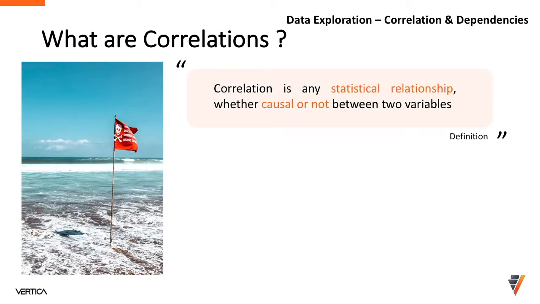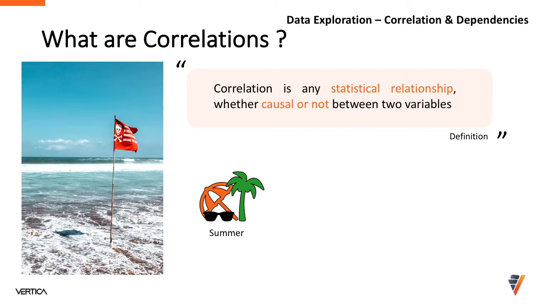Correlation represents any statistical relationship between two variables. It is not necessarily causal, which makes it sometimes not significant for business purposes. Indeed, we look at correlations to understand the specific link between two variables, and then take action. If we don't know the real reason for this link, it can lead to false assumptions.